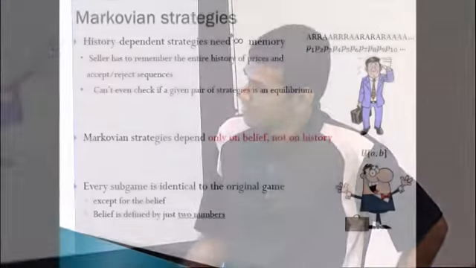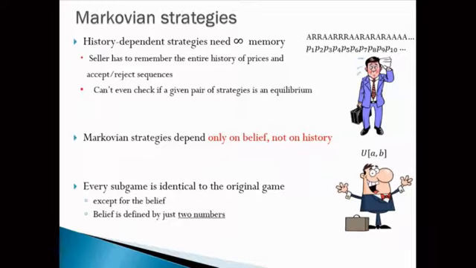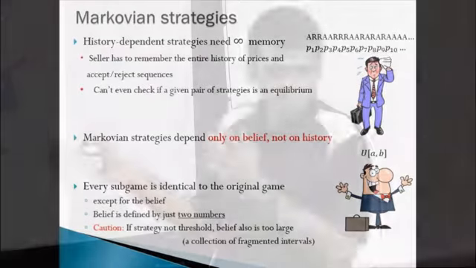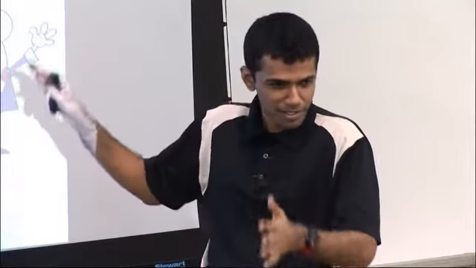Yeah. So basically every subgame is identical to the original game except for the belief, and belief is defined just by these two numbers, the beginning and the end point of the interval. The point is, again, this motivates why a threshold strategy is natural. Is it uniform? No, uniform is for the uniform distribution, it could be anything, but it's some interval, right?